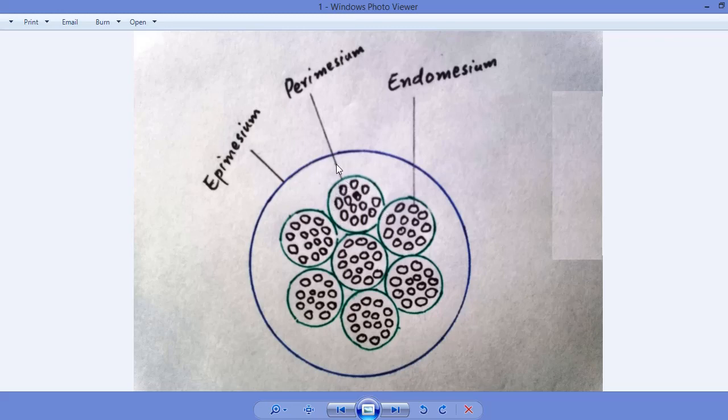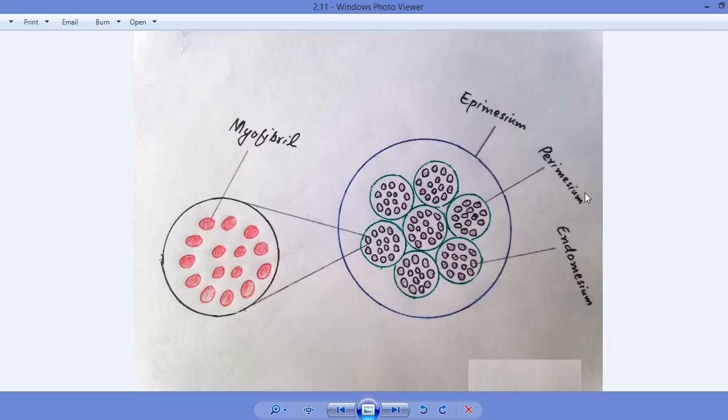Each fascicle is surrounded by a layer that is called perimysium. Now, each perimysium contains small bundles of fiber that is called muscle fiber, and each muscle fiber is surrounded by a layer that is called endomysium. The muscle fiber is also called myocyte or muscular cell.